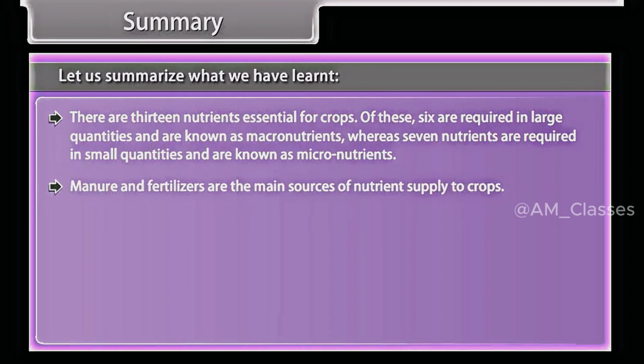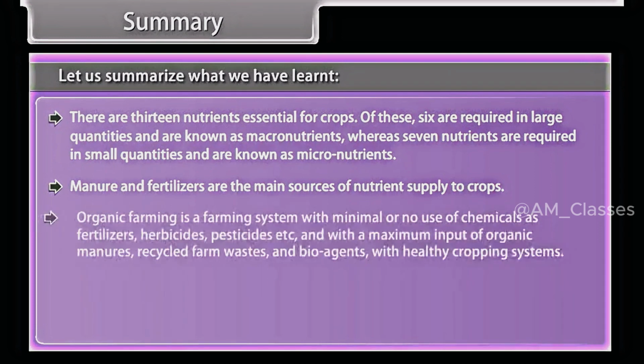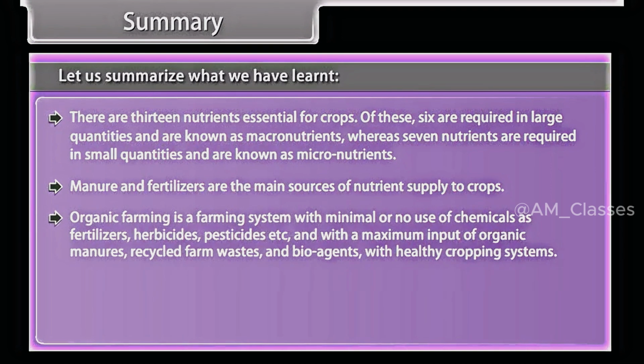Manure and fertilizers are the main sources of nutrient supply to crops. Organic farming is a farming system with minimal or no use of chemicals as fertilizers, herbicides, pesticides, etc., and with a maximum input of organic manures, recycled farm wastes, and bioagents with healthy cropping systems.